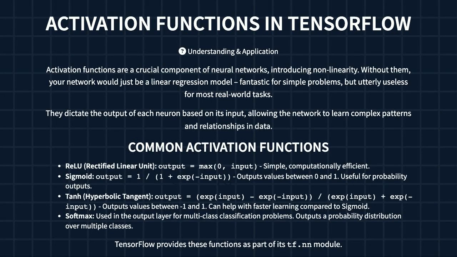Okay, let's talk about activation functions. These are like little decision makers inside each neuron of a neural network. They add a layer of nonlinearity, which is essential for learning complex patterns. Think of them as switches. They decide whether or not to pass the signal along based on the input they receive. We've got some popular ones: ReLU, which is really simple and fast; sigmoid, which outputs values between 0 and 1, great for probabilities; tanh, similar to sigmoid but centered around 0; and softmax, used at the end of classification problems to give us a probability distribution over different classes.